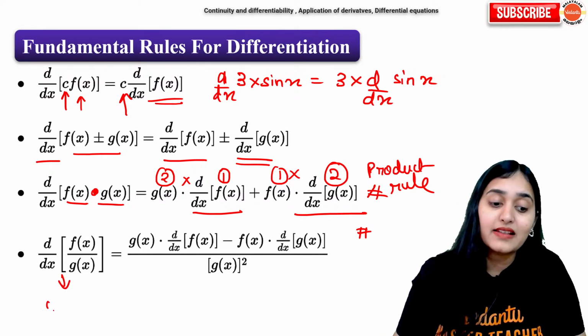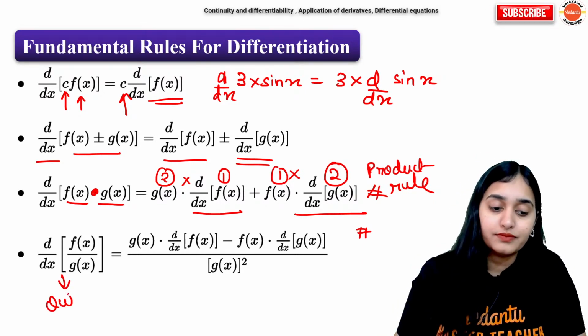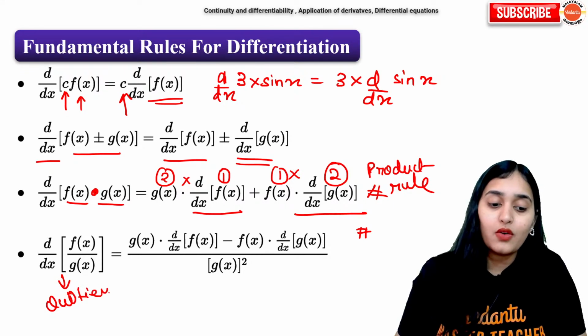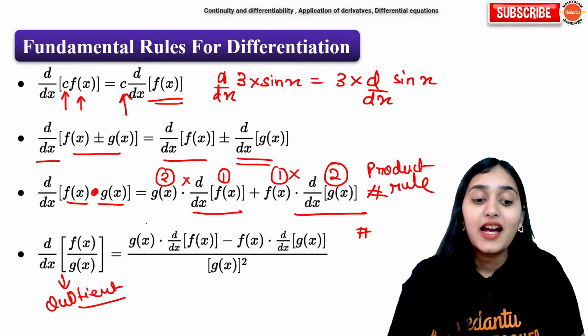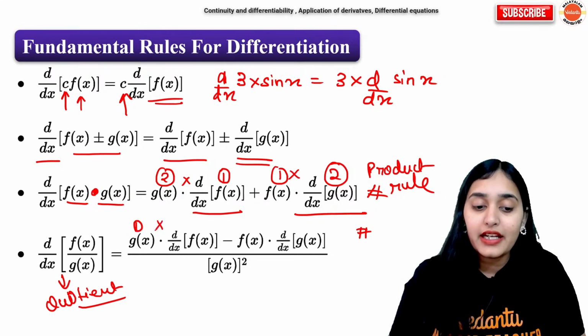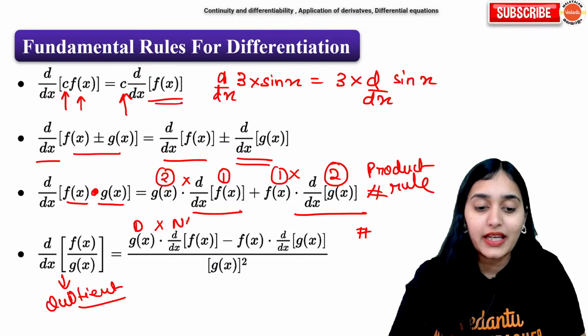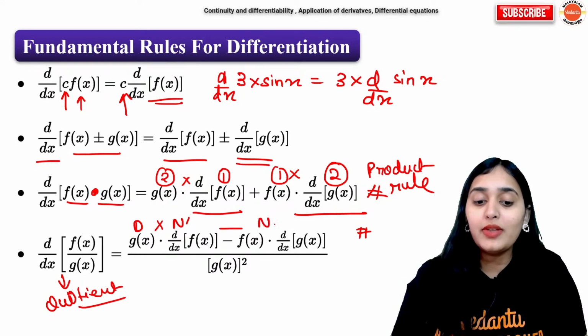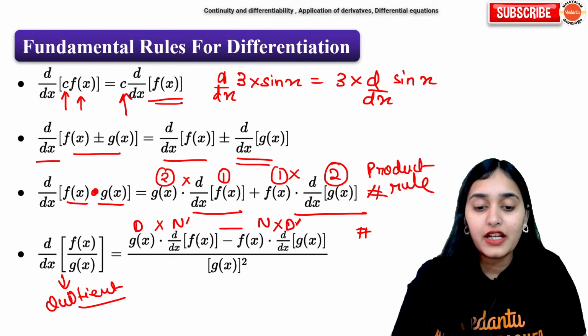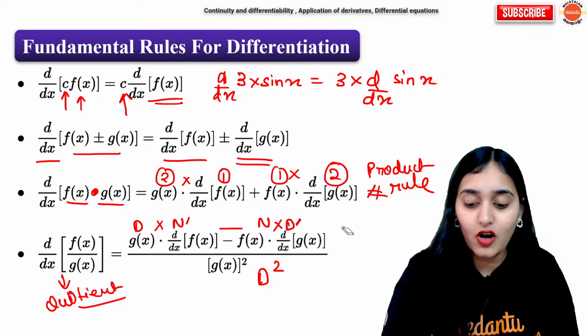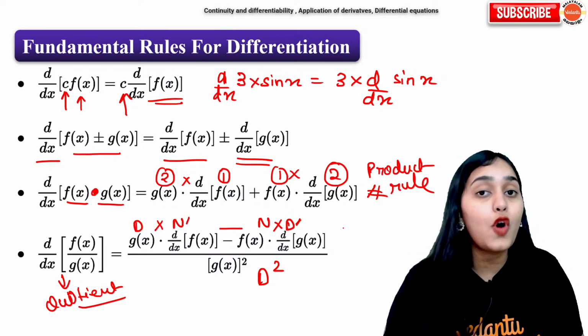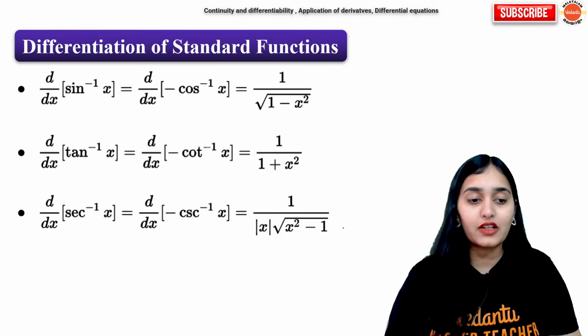This is called the quotient rule. Quotient rule is basically division of two functions. How do you do it? Denominator into differentiation of numerator minus numerator into differentiation of denominator, divided by denominator whole square. Clear? This is called the quotient rule, used for division of two functions.